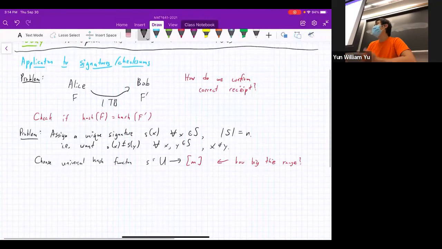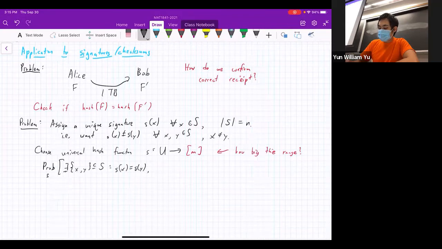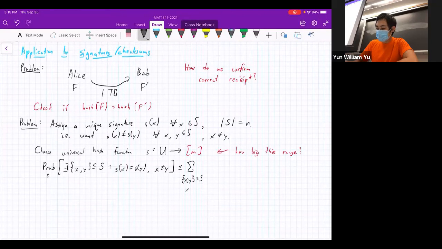All you have to do is consider the probability of collisions. So the probability over S, where S is drawn from this distribution of universal hash functions, that there exists some pair X, Y in S such that S of x is equal to S of y and x is not equal to y, is less than or equal to the sum of the probabilities over all distinct pairs x, y in S with x not equal to y.